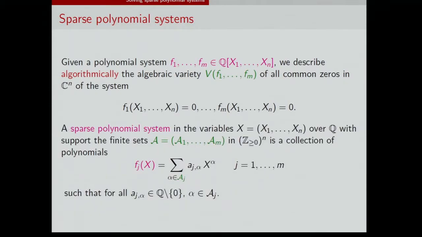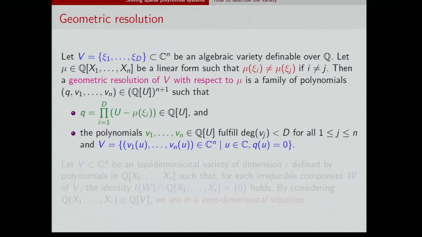These are systems where the monomials that have non-zero coefficients are fixed, preset. This fixed set of monomials, which we represent by their exponents, we're going to call supports and use this notation here, A1 to AM. My algorithms are not numerical ones, but symbolic ones. This means that we're going to describe the variety by using geometric resolutions, parametrizations by means of these geometric resolutions.